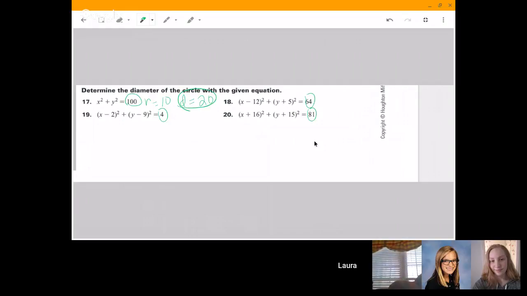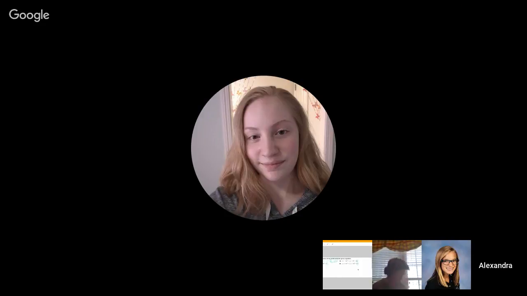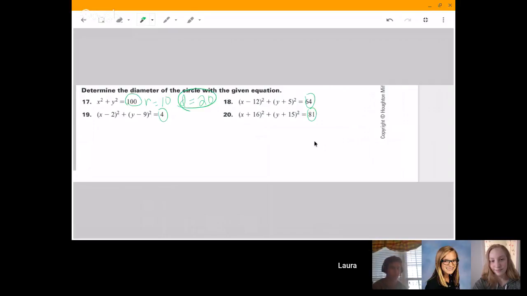So like the stuff on the left of the equal sign, does that really matter in the sense of this, or is it mainly just you take the square root of whatever is on the right hand side and then double that? You are correct. The left hand side is just telling you about where the center of the circle is. The right hand side is telling you about the radius, which can tell you about the diameter. Makes sense. Yeah.